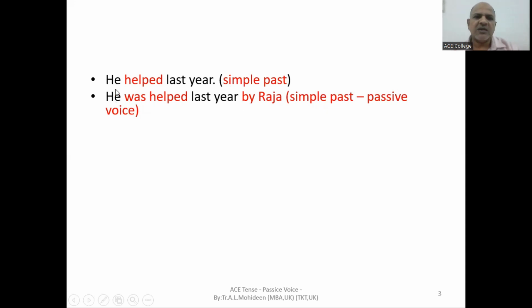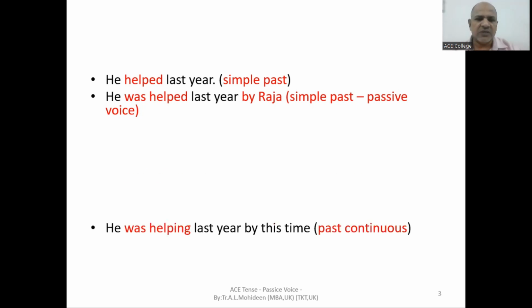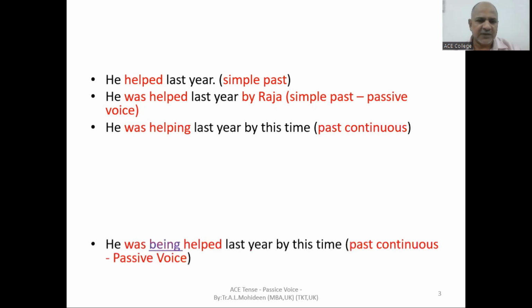So in the first one, we say the person is doing that action. He helped. The second one, he was helped. He didn't help. Actually, the next person is Raja. Raja is the one who helped him. So if you are going to emphasize the action done by the person, then the subject will be emphasized, so active voice. And if you want to emphasize the action, that is passive voice. These are the differences that you have to understand.